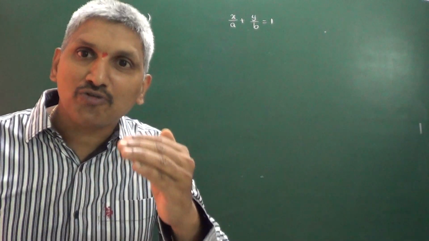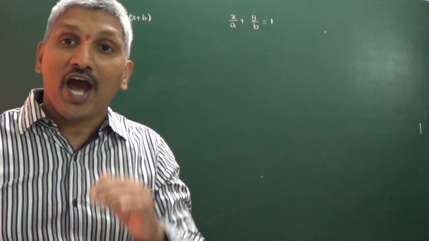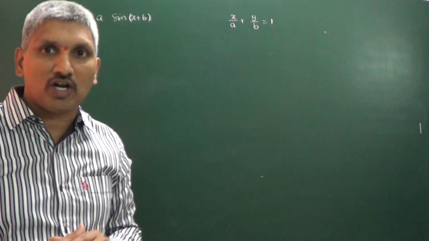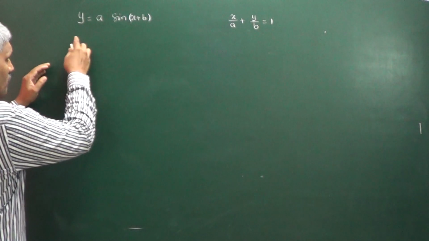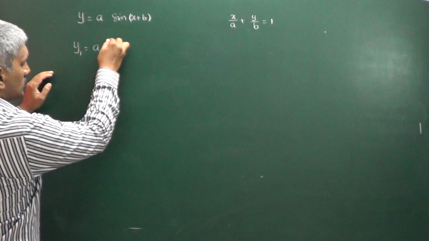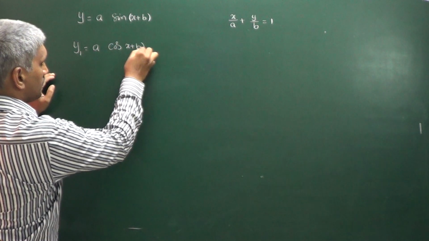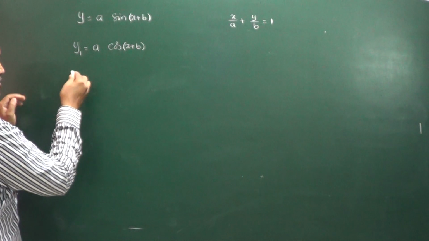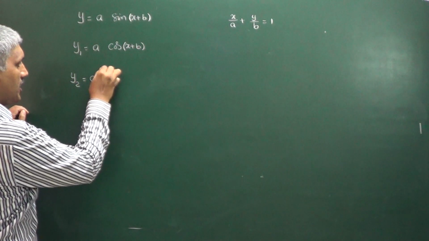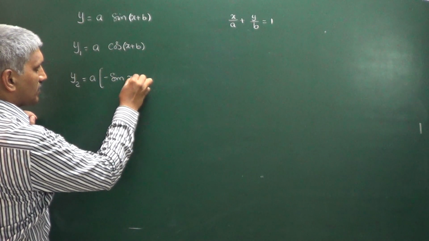That's why we have to differentiate it two times, and then we have to eliminate the arbitrary constants. That is the way we are proceeding. So first differentiation: y1 is equal to a cos(x plus b). Again differentiate: y2 is equal to a into minus sin(x plus b).